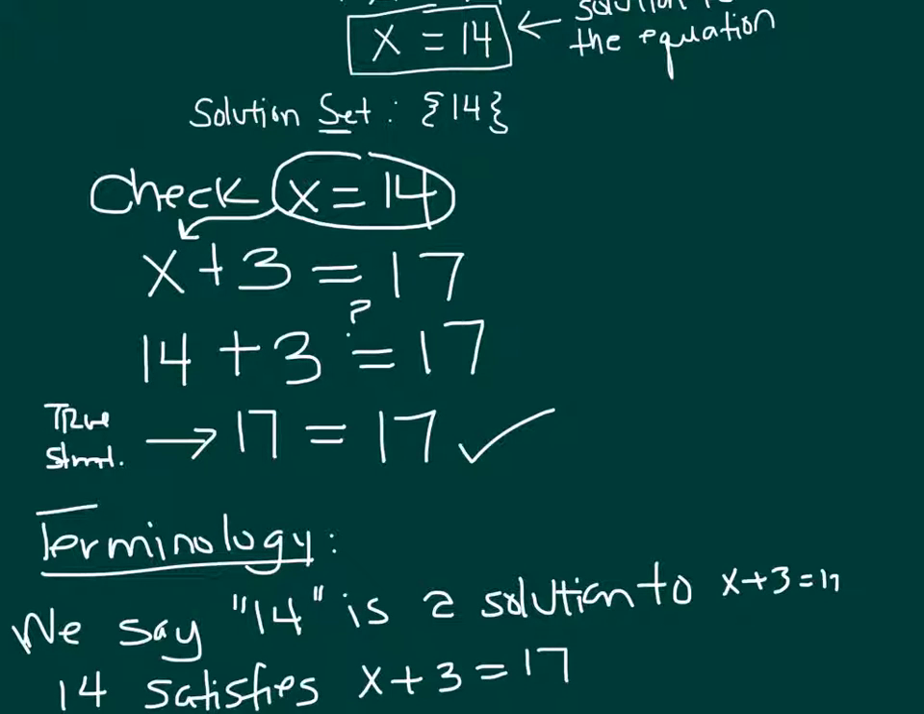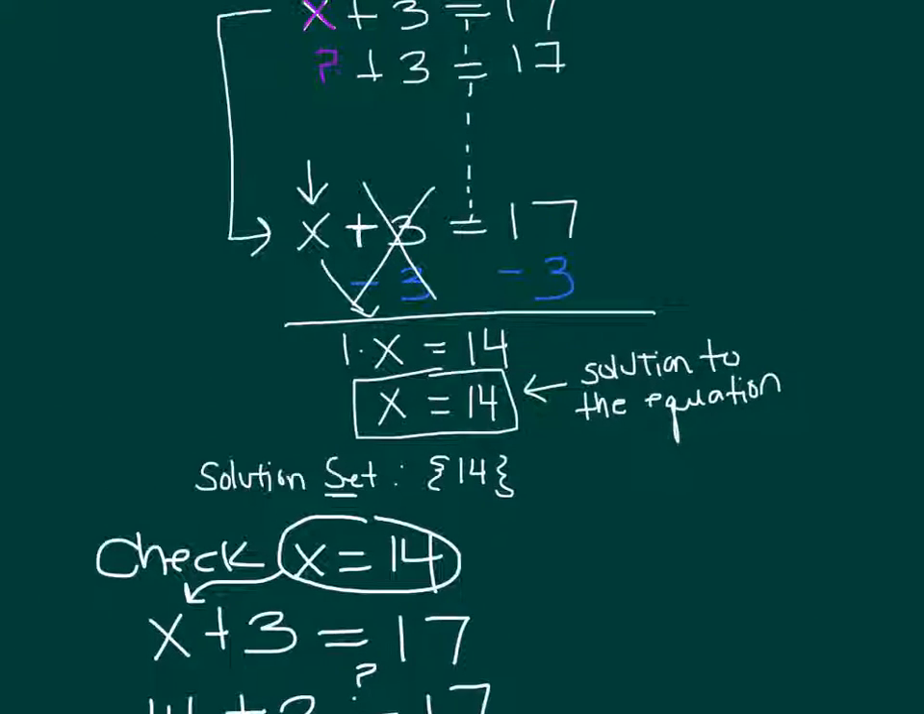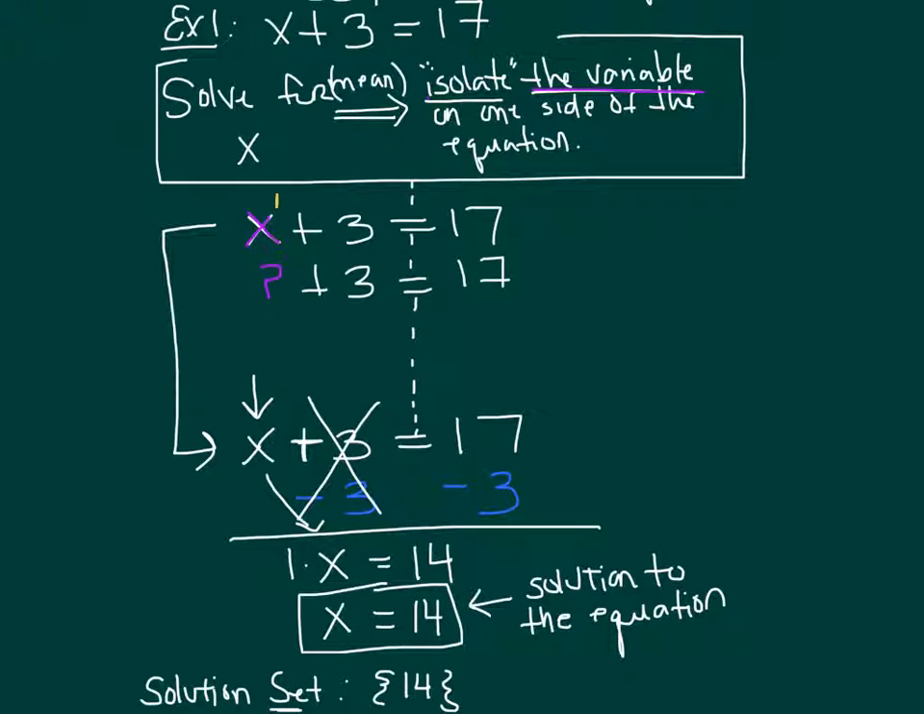And one last thing. This is called a one-step equation because we only did one step. We only did minus 3. We're going to have multi-step equations, but this is the general idea.